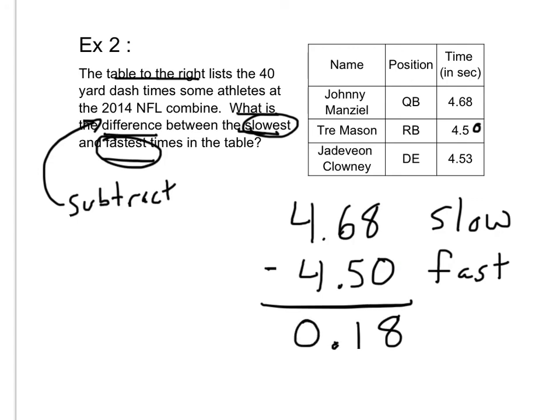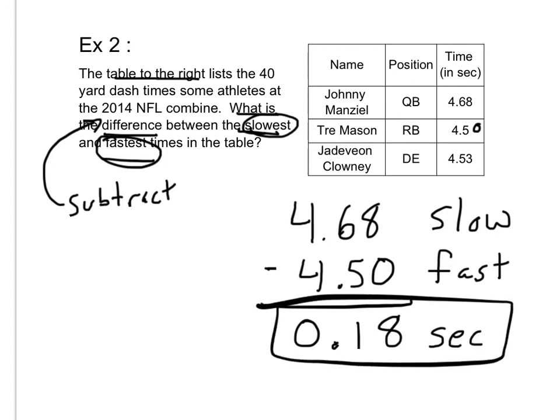Now I got to make sure I answer the question. What is the difference? It's 0 and 18 hundredths, or 0.18. That's 18 hundredths of a second, because all the times were in seconds. And I found that information right here. It's very important that we label this appropriately because it's a word problem.